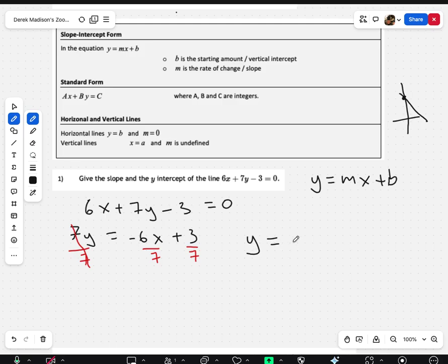So that means this would be y = -6/7 x + 3/7. So the slope in this case is the -6/7, and the y-intercept is the 3/7. Depending on the question, it may have you enter that differently. Be careful whether it wants an ordered pair versus the version where you just type the 3/7 in the box, because sometimes that hangs people up.